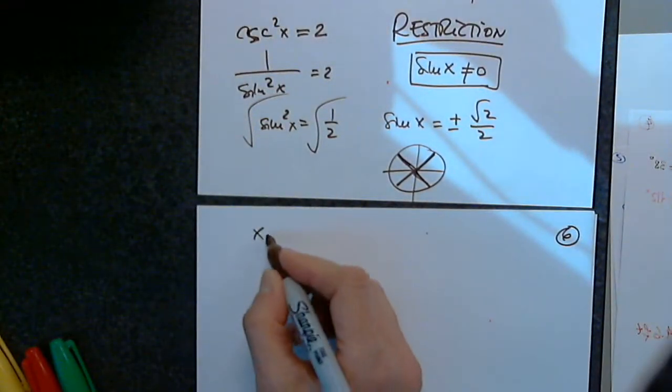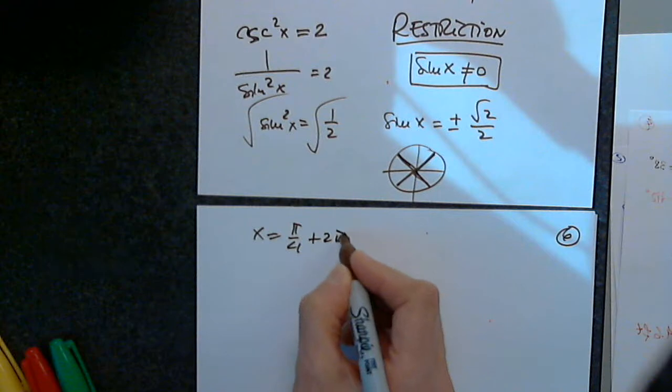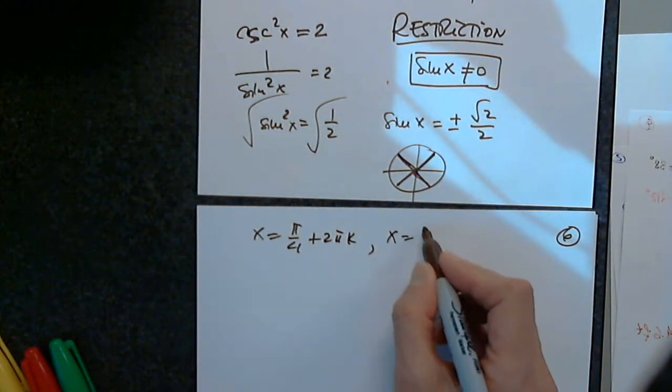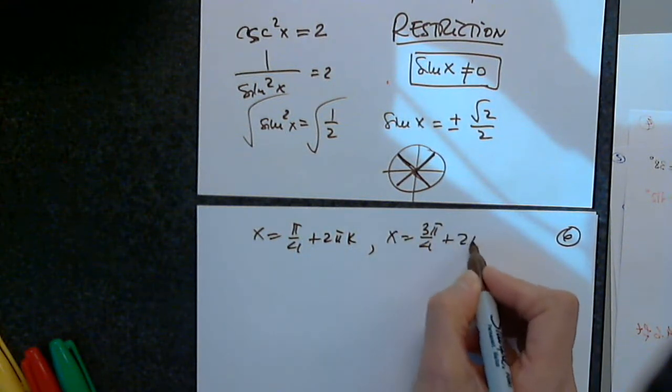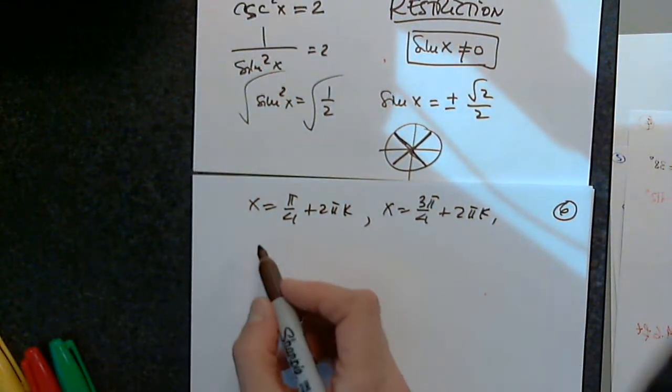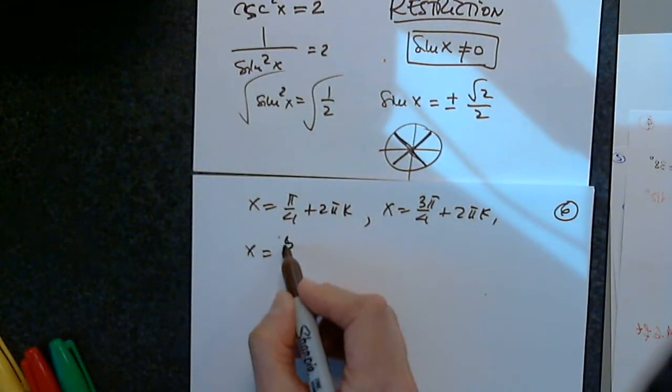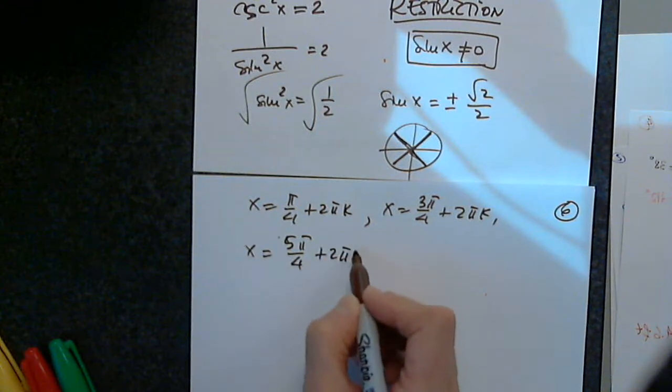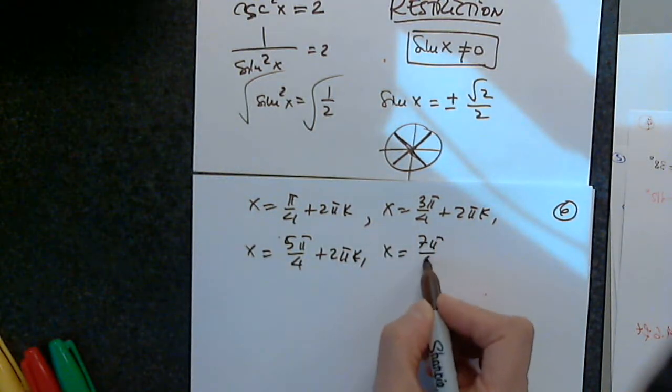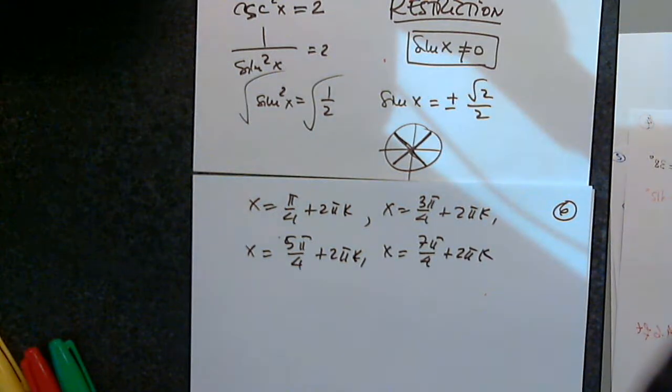So x will be pi over 4 plus 2 pi k. x will be 3 pi over 4 plus 2 pi k. You can condense them if you want to. x equals 5 pi over 4 plus 2 pi k, and x equals 7 pi over 4 plus 2 pi k. Although it looked difficult, once you move everything to one side and factor and set it equal to 0, then it's not that bad.